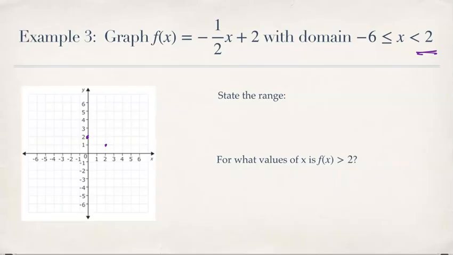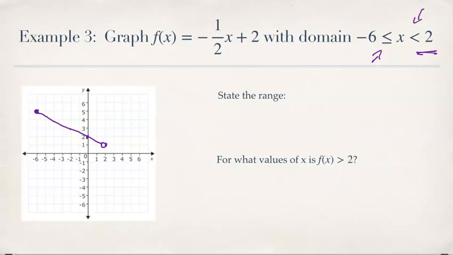And then I'm going to go up 1 to the left 2, up 1 to the left 2, up 1 to the left 2, until I hit 6. All right, so 6 is included and 2 is excluded. So at 2, I'm going to make this an open circle, and at 6, I'm going to make this a closed circle. And then I'm going to connect those 2 points. Okay, so I have a line that's on the domain from -6 inclusive all the way up to 2.